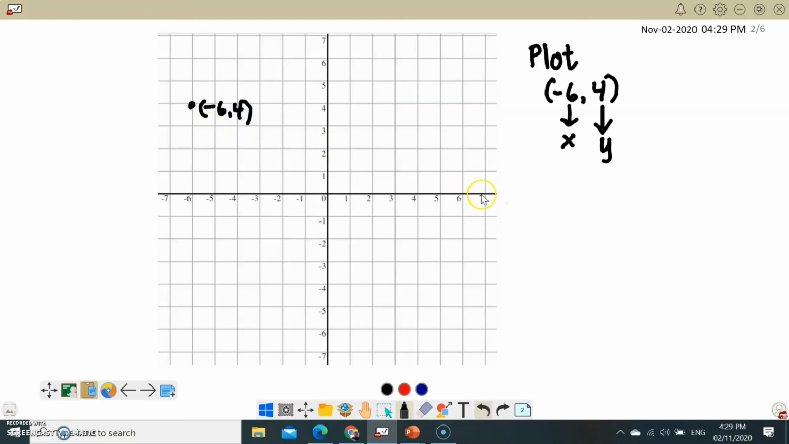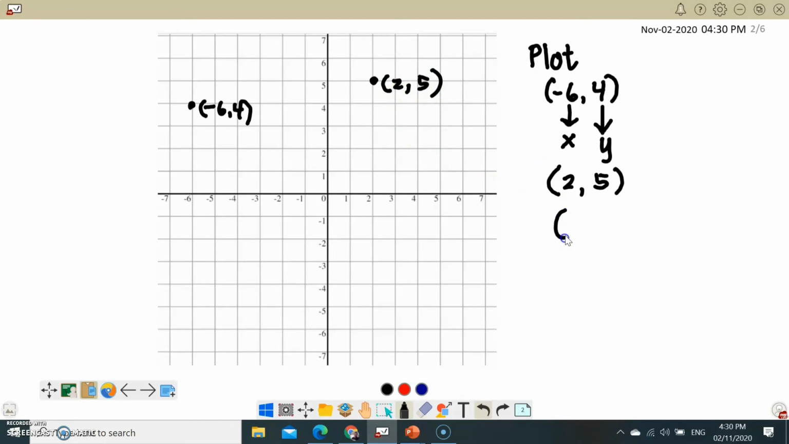Okay, let's try one more. Say we have here 2, positive 5. So 2 here is the value of x, 5 is the value of y. So from the origin, we're going to the right 2 units, 1, 2, then going up 5 units, 1, 2, 3, 4, 5. So we have here the point 2, positive 5.